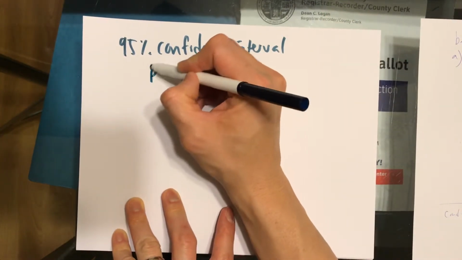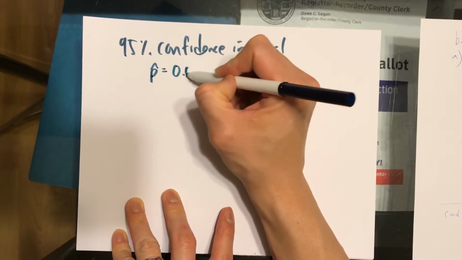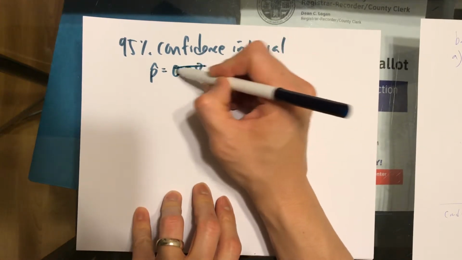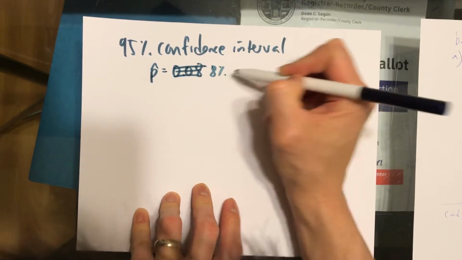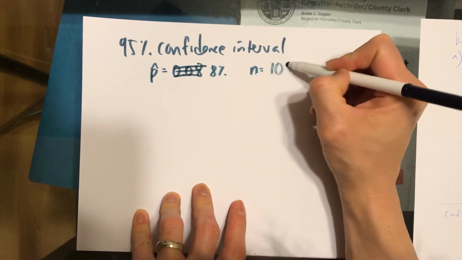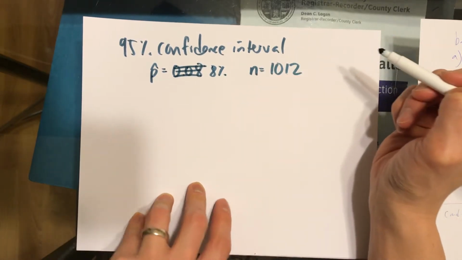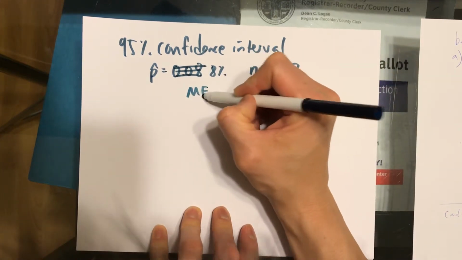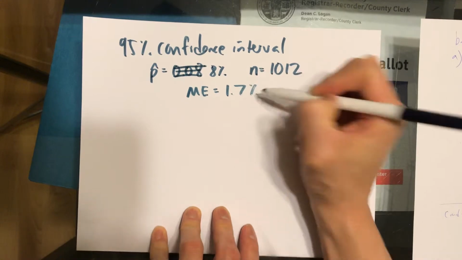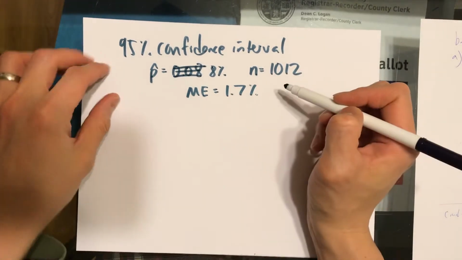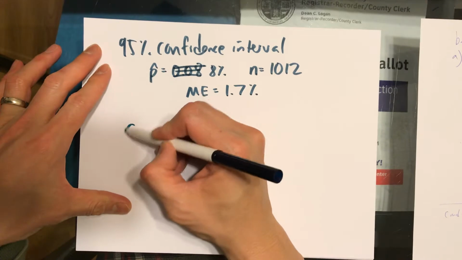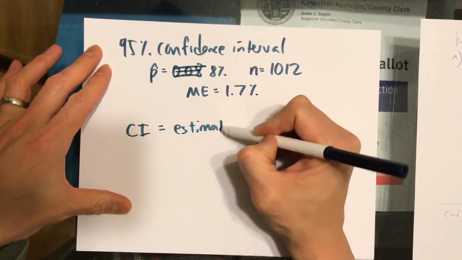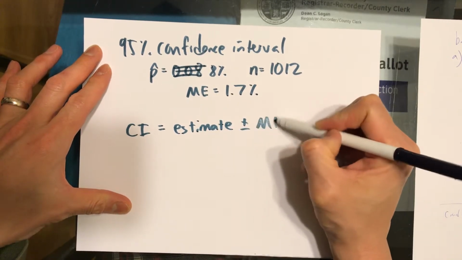Now remember, we were given a few things. We were given that p hat equals 0.08, or 8%. And let's actually keep that as a percentage. So 8%. And we know that n was 1,012. And then our calculations, our margin of error was 1.7%. So keep in mind that the formula for confidence interval is estimate plus or minus the margin of error.